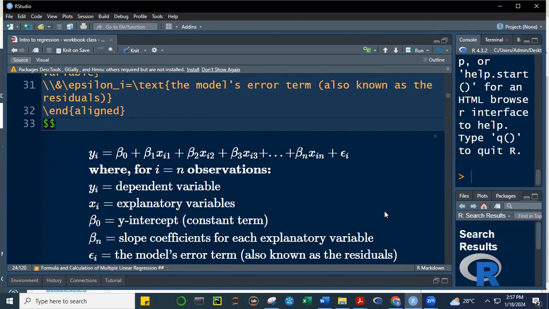So the linear regression model is defined by this one. Your dependent variable can be explained by your independent variables multiplied by their slope coefficients, beta 1 x1, beta 2 x2, beta 3 x3, plus the intercept, plus a certain error term. Now, why are we adding an error term? Because there might be a discrepancy between your actual value and your predicted value.